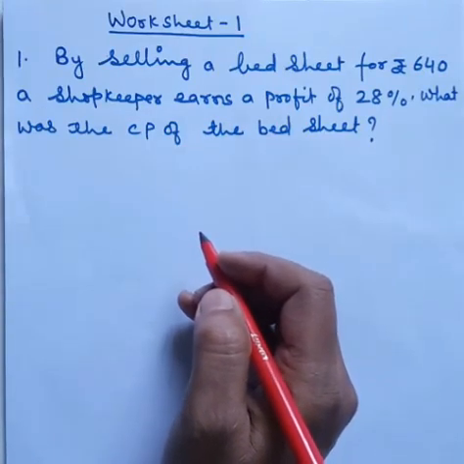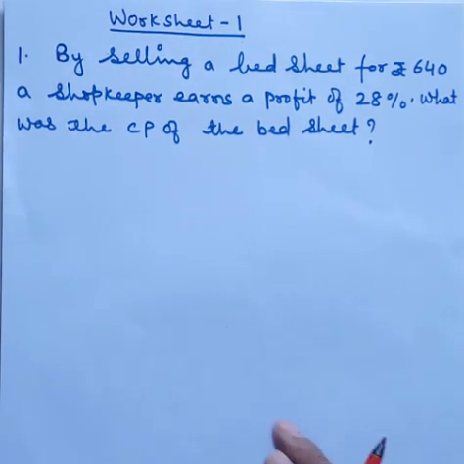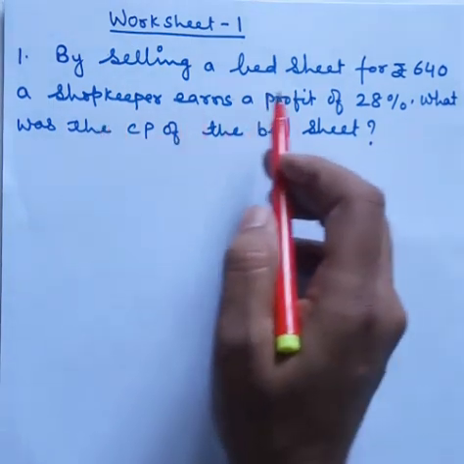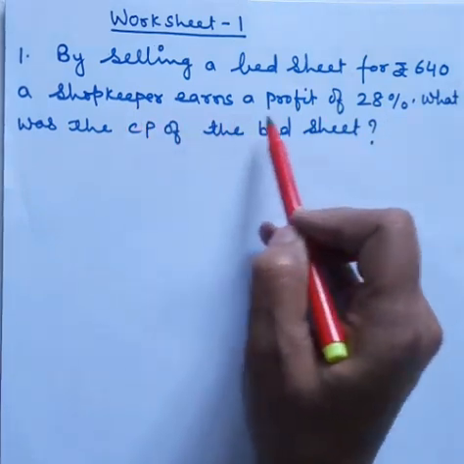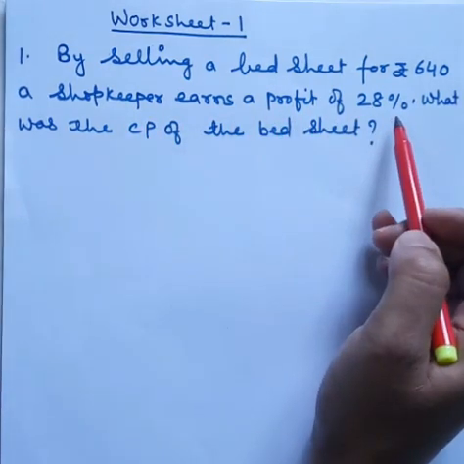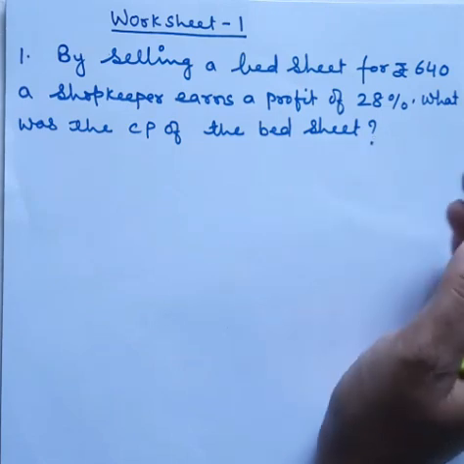Now we are heading towards the next chapter, profit, loss, and discount. Let's see what's given in worksheet 1. By selling a bedsheet for rupees 640, a shopkeeper earns a profit of 28%. What was the CP of the bedsheet? Cost price of the bedsheet.